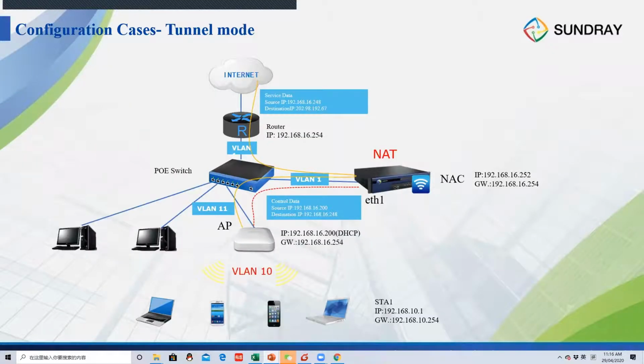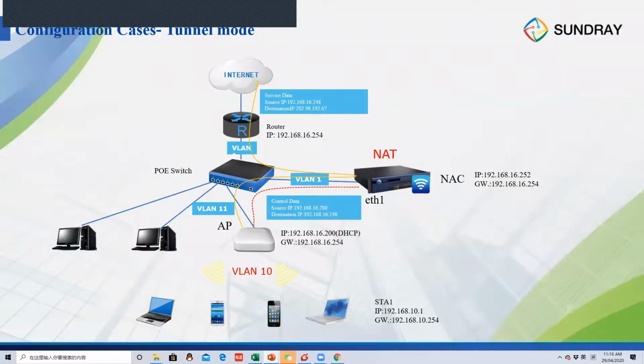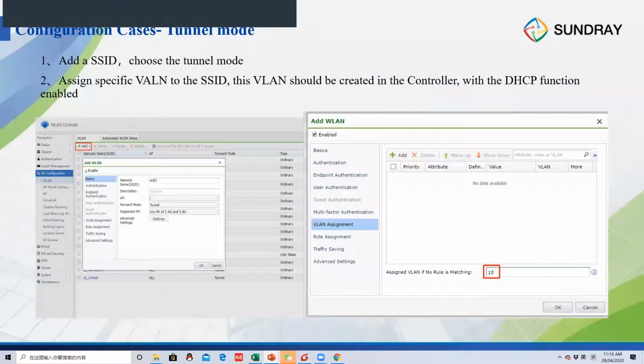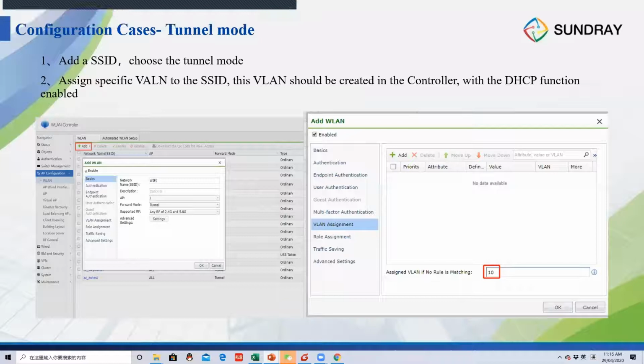And in the tunnel mode, this is our topology, and we need the traffic to go to the controller first. The station is in VLAN 10, so we need to create interface VLAN 10 inside our controller. So we create an SSID in tunnel mode and assign VLAN 10 to this client, to the stations.